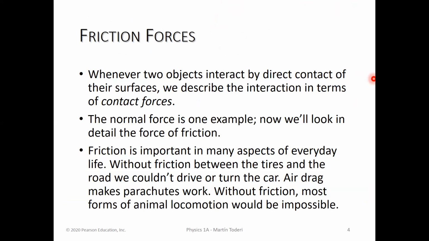Whenever two objects are interacting by contact, we will say that that interaction is described in terms of contact forces. So we have the normal as a contact force, for example, and we've seen that it arises from the fact that you have something in contact with a surface or another object. So you have that normal force. And let's see how friction arises from this kind of interaction.